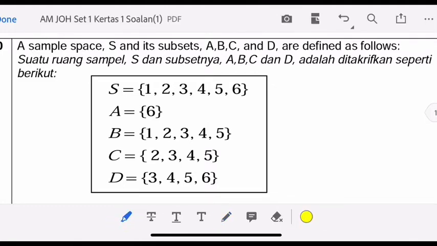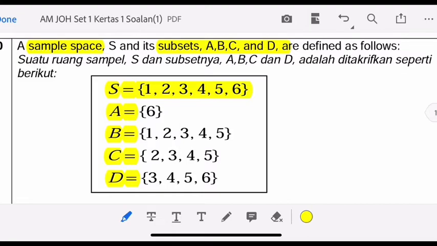So a sample space, S, is a subset ABCD. That means S is the sample space, which is the universal set. And you have the set A, set B, set C, and set D, right?